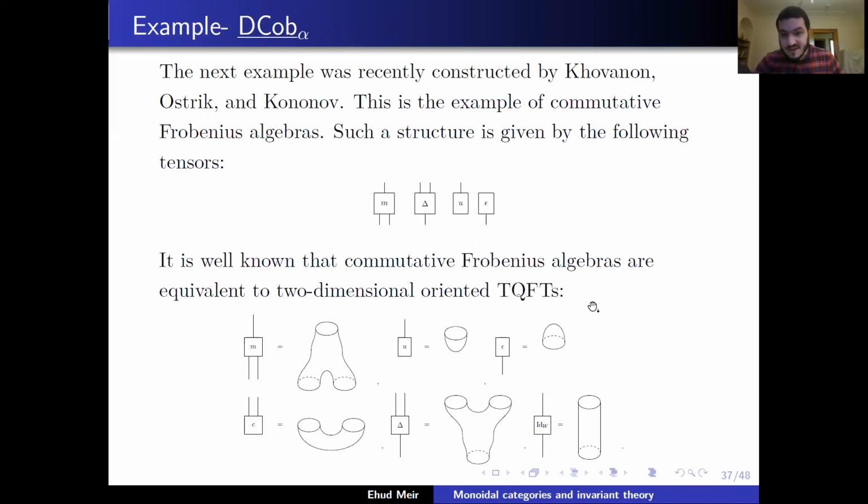And there is this equivalence with commutative Frobenius algebras, which is given by this kind of dictionary, where the multiplication corresponds to a pair of pants in this direction, co-multiplication to a pair of pants in this direction. U and epsilon are half spheres. Identity is just a cylinder. And C, I didn't write it here, but it's just what happens when we plug U into delta. So we get this kind of thing.